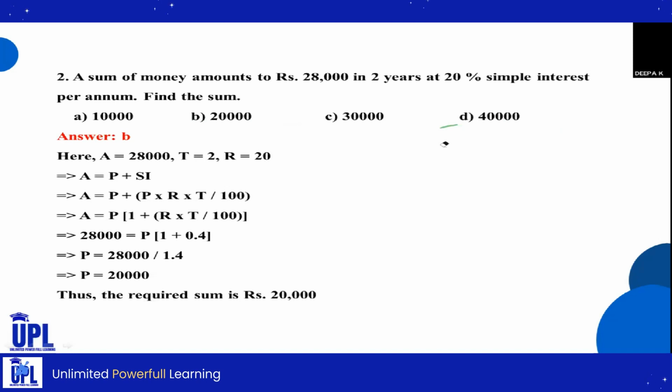A sum of money amounts to rupees 28,000 in 2 years at 20% simple interest per annum. Find the sum, is what they have given.